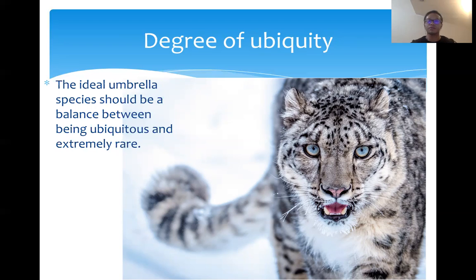On the other hand, we don't want them to be super duper rare either, such as the snow leopard, because then we can't apply the concept of umbrella species to other environments, because we would only be allocating resources to conserving that specific location where that animal inhabits. So we have to find the balance between those two.